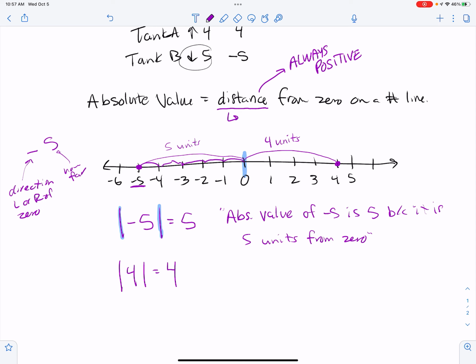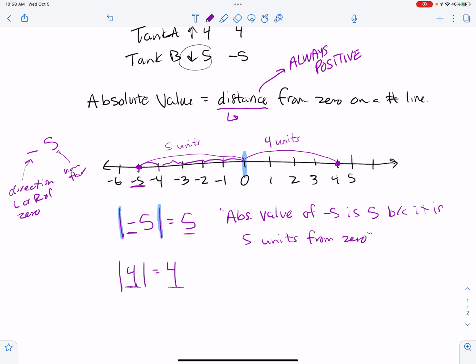One thing that sometimes trips up students is they think, well, because the absolute value of negative 5 is a positive number, that must mean that absolute value is the same as the opposite. And that is not true. Absolute value is different than opposite. So if we look here, absolute value of positive 4 is still positive 4 because we're just talking about the distance. We're not looking at the opposite. We just want to know the distance.